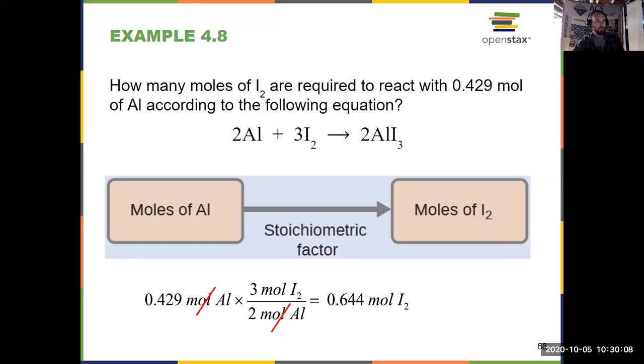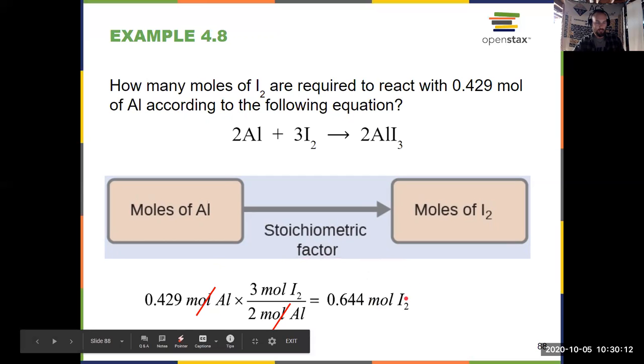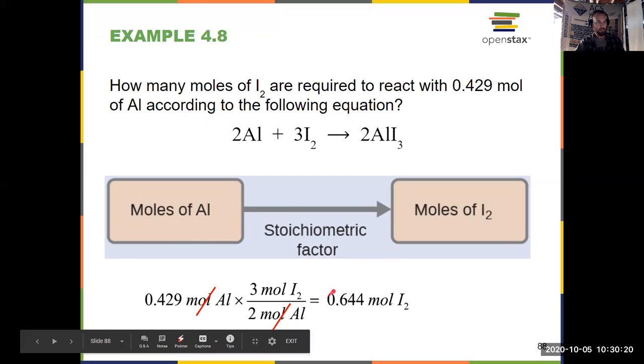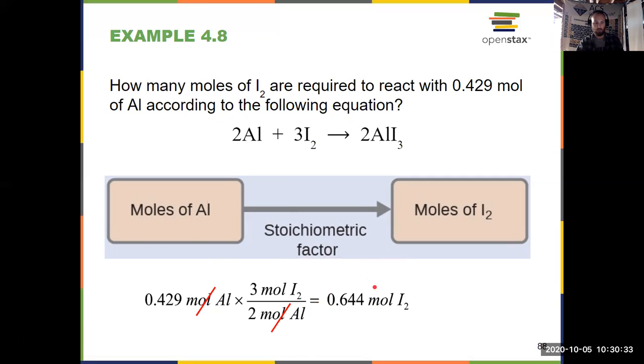So I'm given 0.429 moles of aluminum. I'm asked to find moles of I2. Can I relate moles of aluminum and moles of iodine? I sure can. Right? That's what stoichiometry is all about. So I pull their conversion factors, 3 moles of I2 for every 2 moles of aluminum. And so I get a final answer, right? 0.429 multiplied by 3 divided by 2 equals 0.644 moles of iodine.